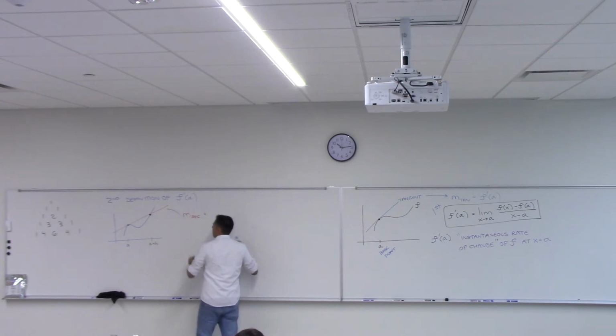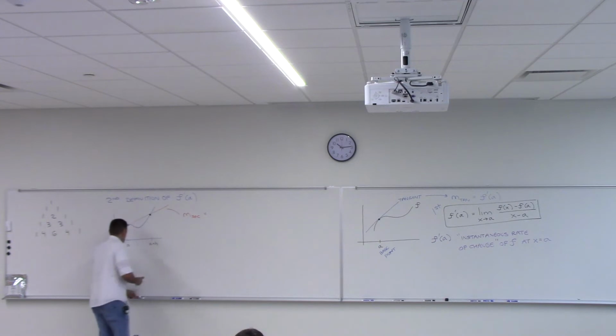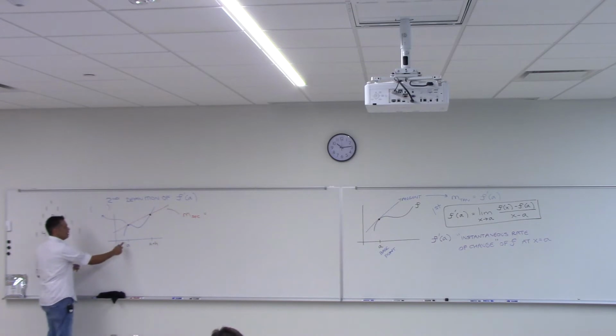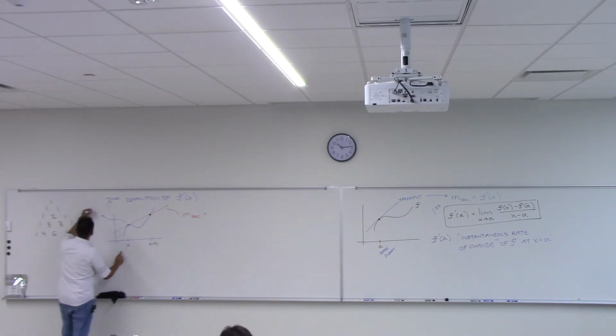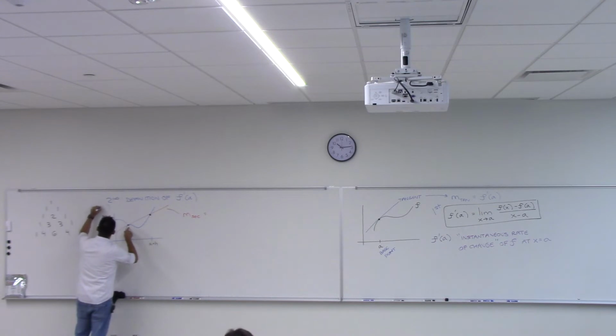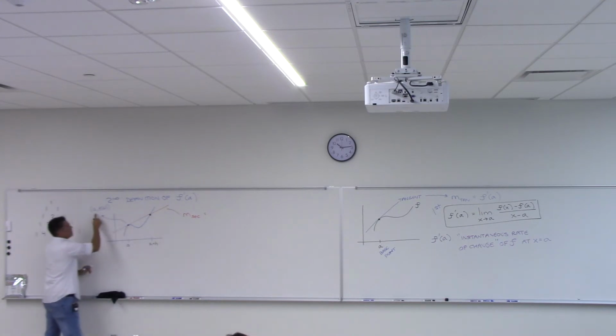So let me remind you, in case it's not obvious, that these points both have ordered pairs, right? So what's the x coordinate of this point? A. What's the y coordinate? How high is that point? We don't know, but it's whatever you get when you plug a into the function. So wouldn't it be f of a? That's this point, yes?